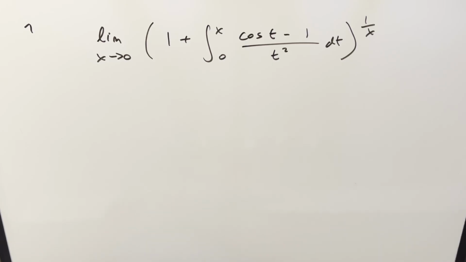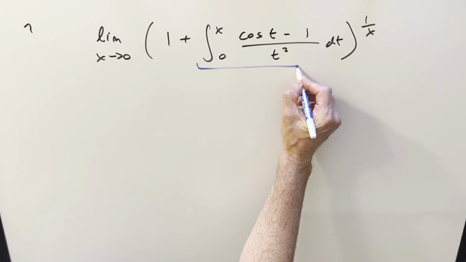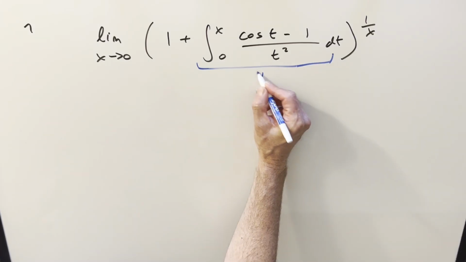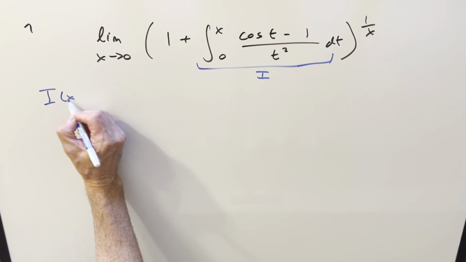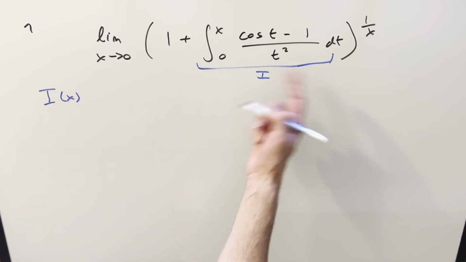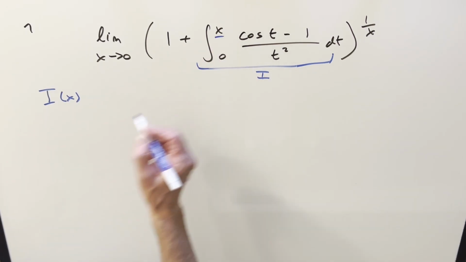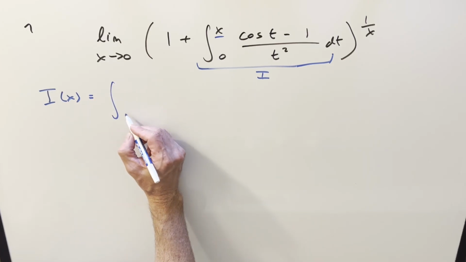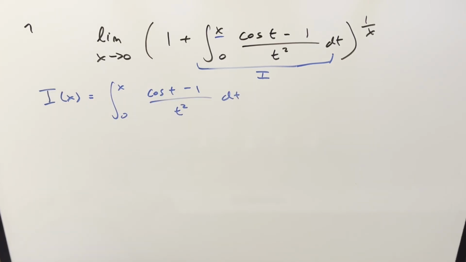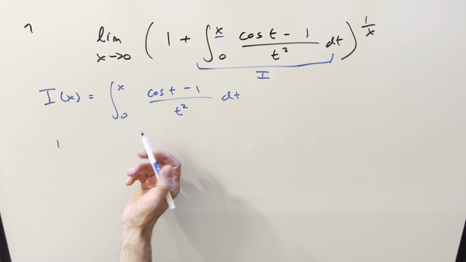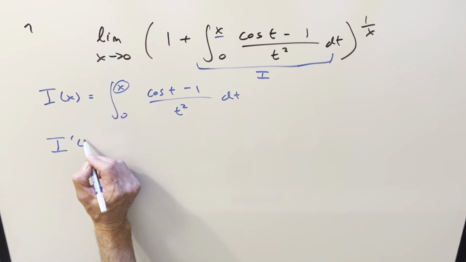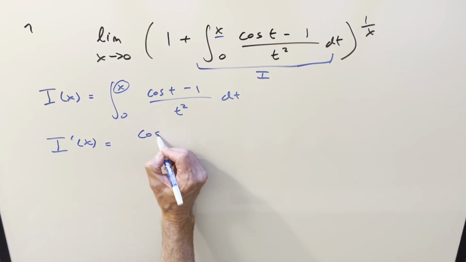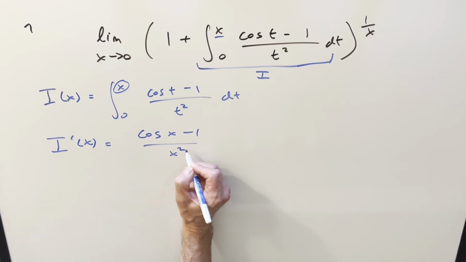So plugging in is not going to get us anywhere, but we can break this up into different parts. I can put some labels and just deal with the integral first. I could call the whole thing a function in x, because if you did it all the way out, x is what's going to come out of it when you plug in. And then by the fundamental theorem of calculus, we can take a derivative on it, because it's just like plugging in this x. So the derivative of this function is now just going to become cosine x minus 1 over x squared.